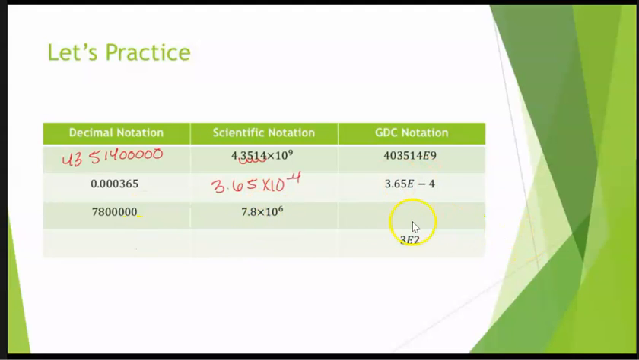Here, I want to write it in calculator notation. GDC is just graphic display calculator. So this is going to be 7.8 times 10 to the 6th power, 7.8 e to the 6th power. And then finally, this is 3 times 10 to the 2nd power, or just 300. Make sure you're able to do this on your own. It will be on your skills check.